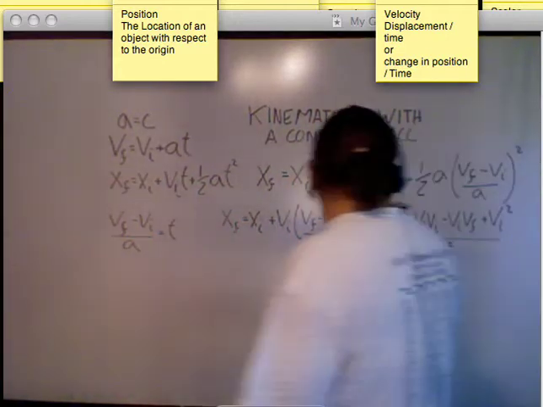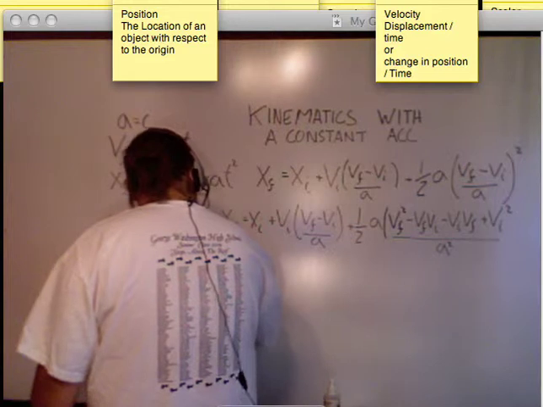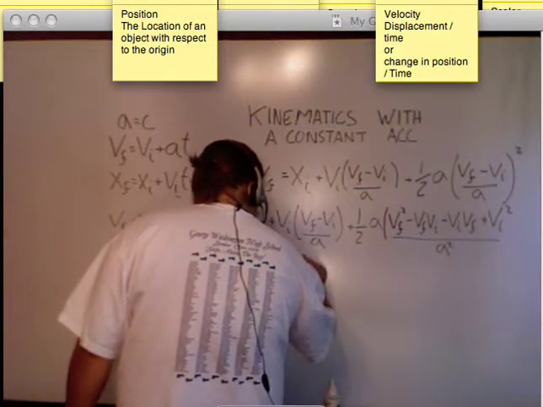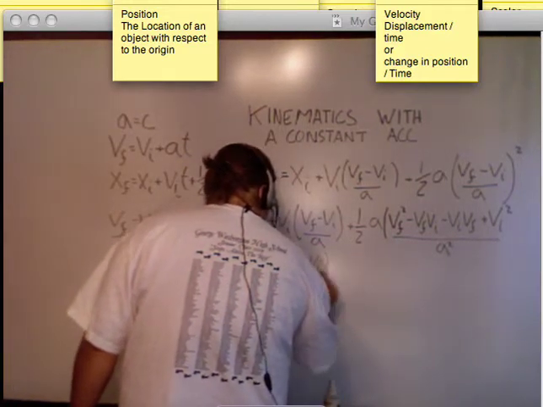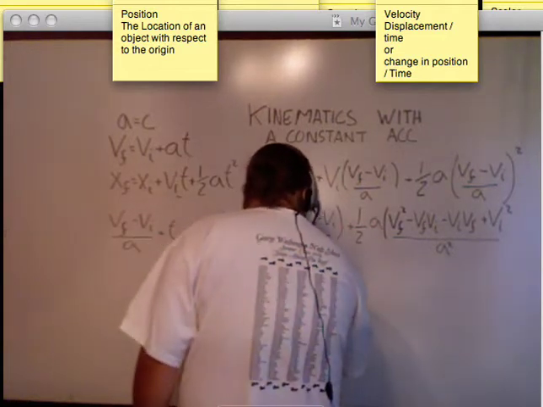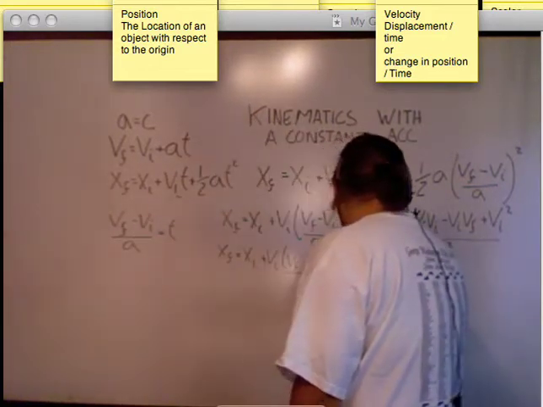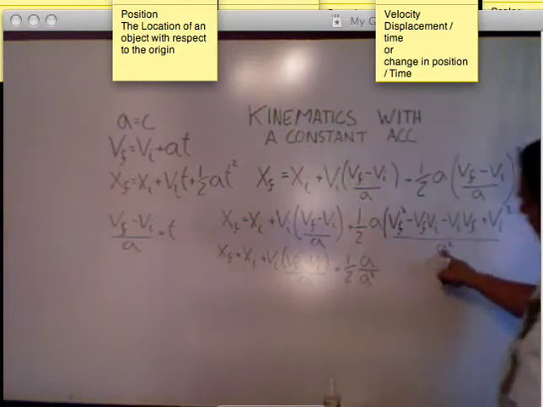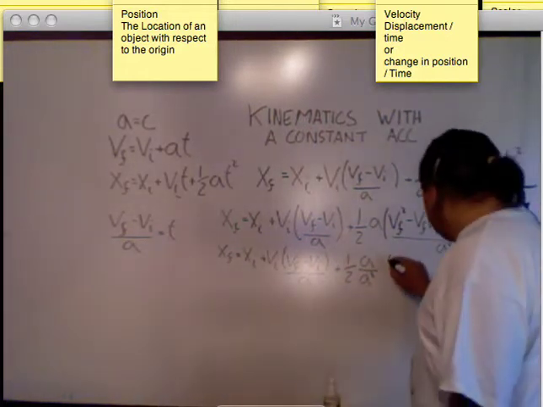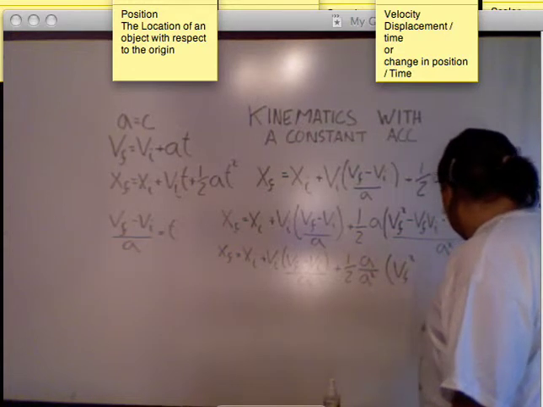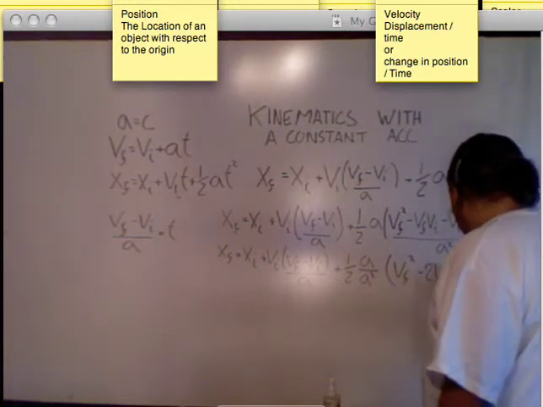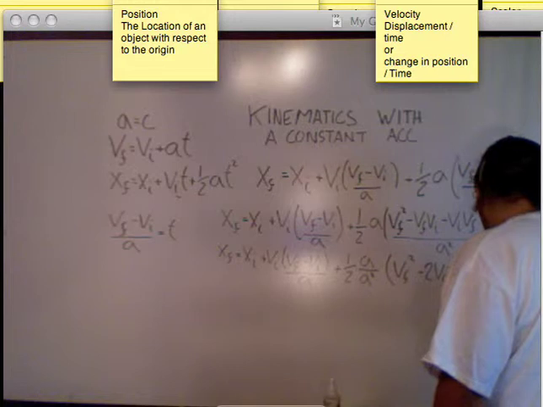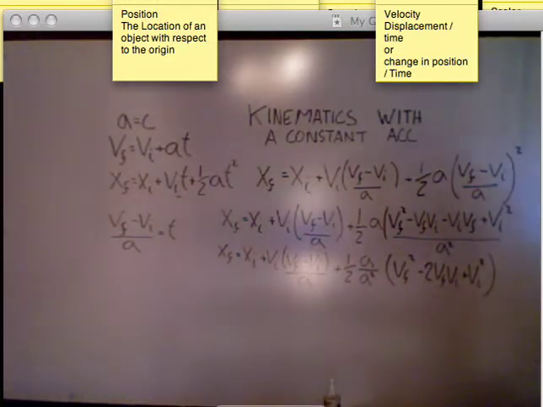Simplifying that last big ugly part, I get x final is equal to x initial plus v initial times (v final minus v initial) divided by A, plus 1/2 A over A squared. I just take that A and move it underneath there, times v final squared minus 2 v final v initial plus v initial squared. Cool?